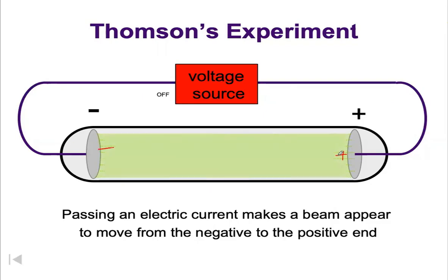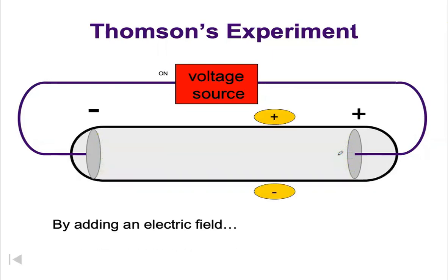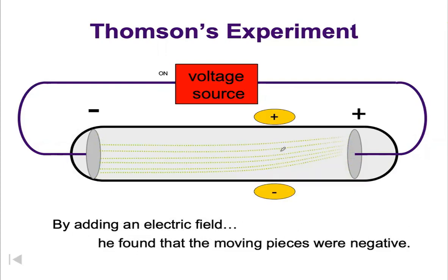And now when I apply another battery, you can see that he has applied a strong electrostatic field, and the path of these particles has changed. Rather than moving in straight lines, these particles are collected towards the positive end of the battery. So he found that the moving particles being attracted toward it have a negative charge.